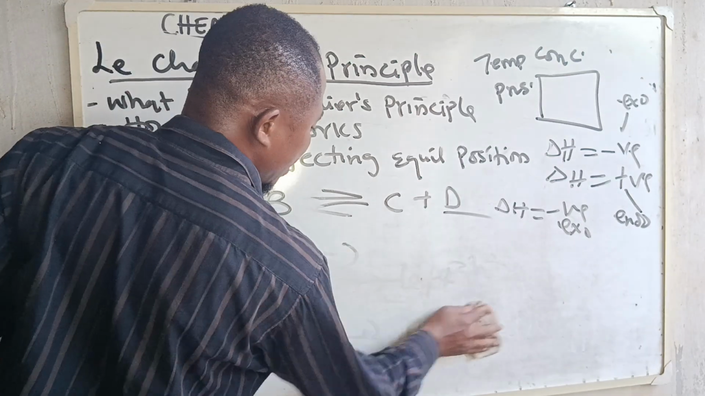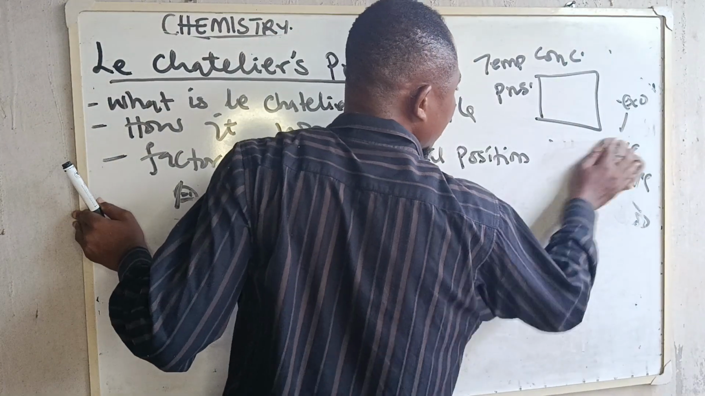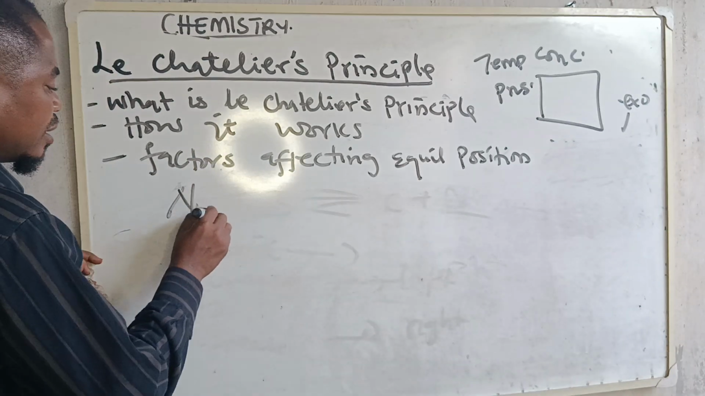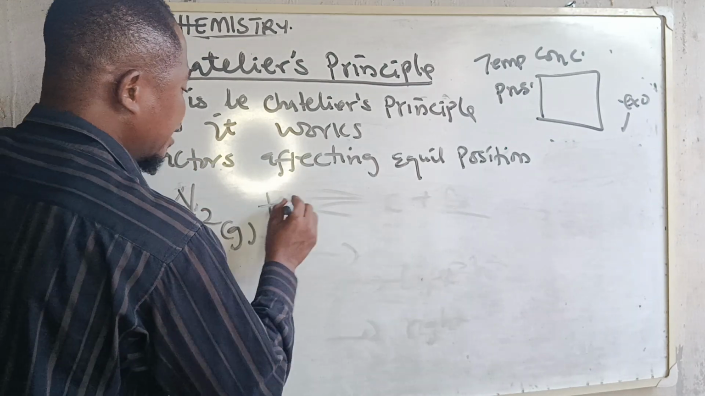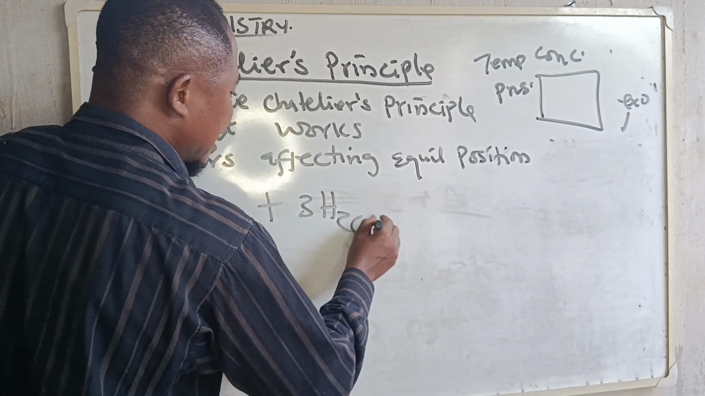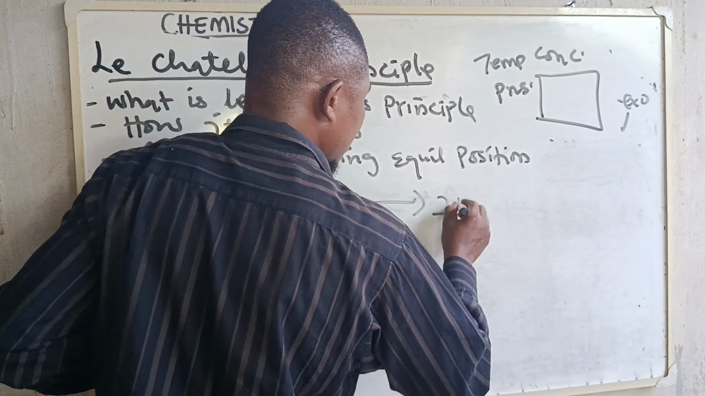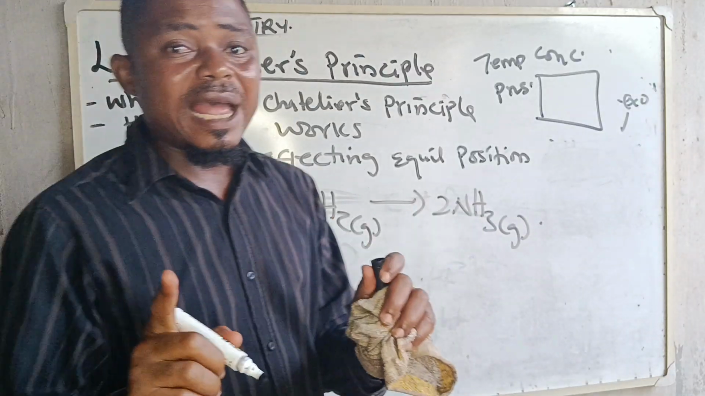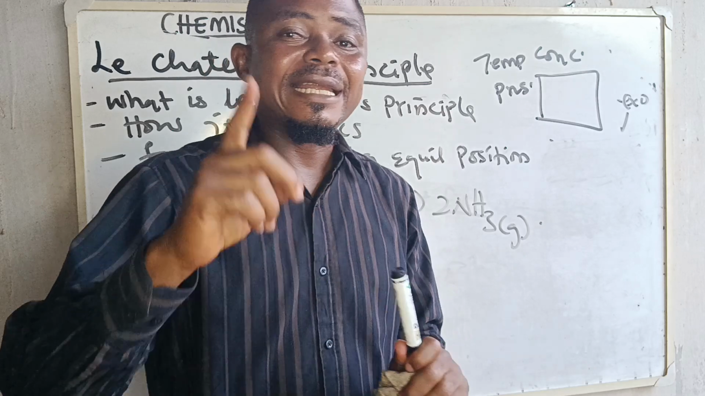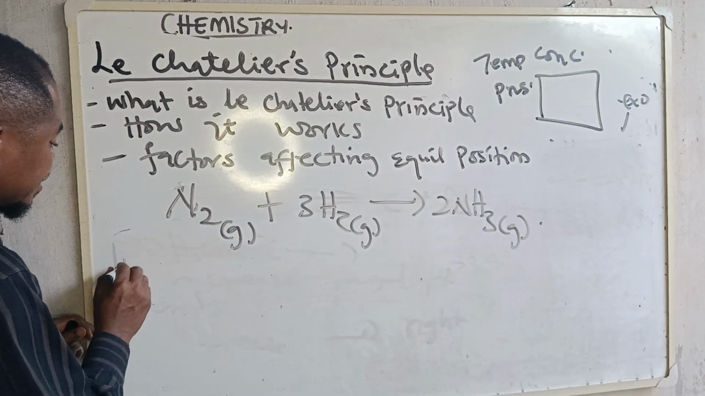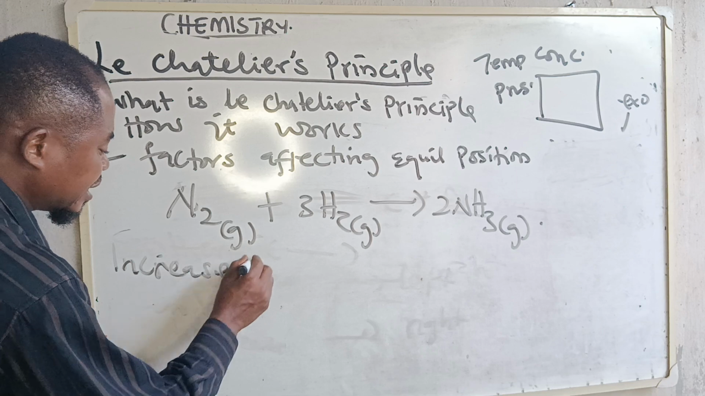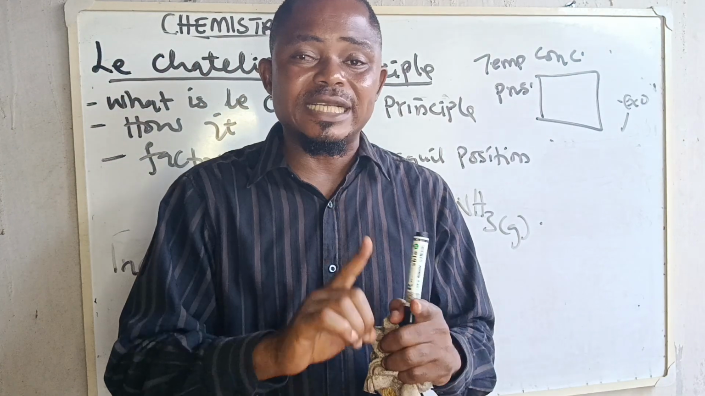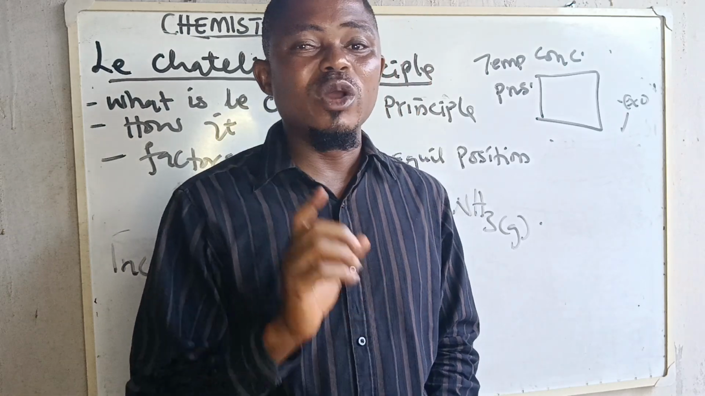All right, let's look at the last one, the effect of change in pressure. For it to happen, it must be gaseous reactants. For example, nitrogen gas reacting with hydrogen gas to form ammonia. Now, for a system in equilibrium that are gases, how does an increase in pressure affect it? An increase in pressure will shift the equilibrium towards the side with fewer gas molecules.